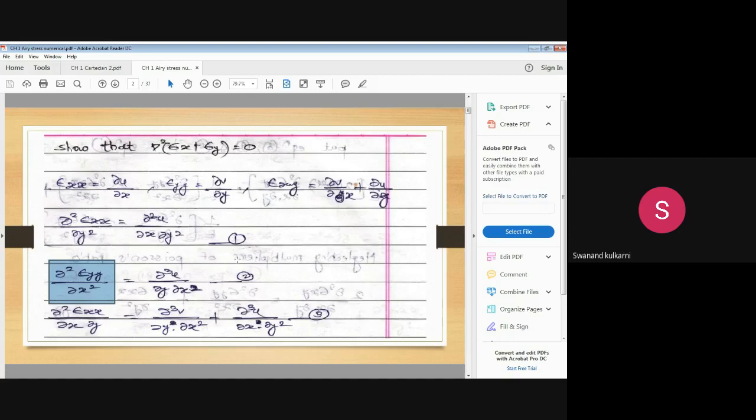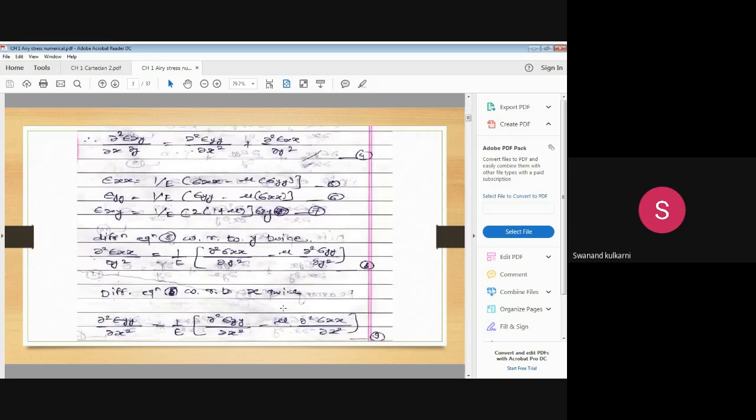So with reference to equations 1 and 2, or substituting equations 1 and 2 in equation 3, we will get ∂²εxy/∂x∂y = ∂²εyy/∂x² + ∂²εxx/∂y². Is it okay? So here we can understand that equations number 1 and 2 have been substituted in equation number 3, and we got equation number 4 as it is. Is it okay?